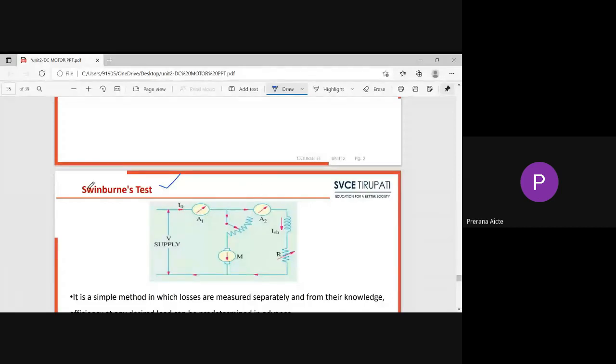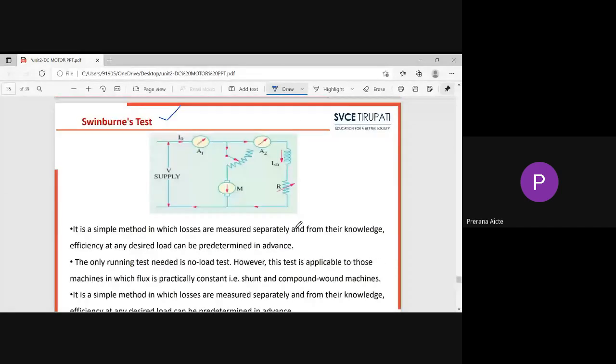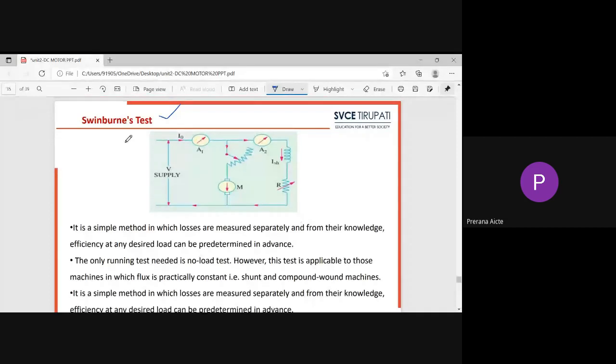Especially the main test is the Swinburne test. The Swinburne test we can call a no load test. Generally no load is required for this test. Simply we can operate the machine under no load condition. Only we are going to evaluate no load losses. We are going to find out no load losses from this Swinburne test.